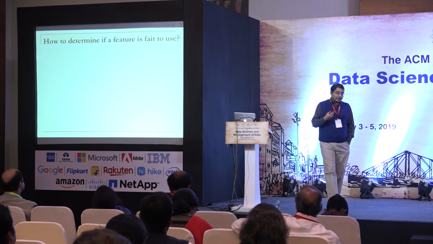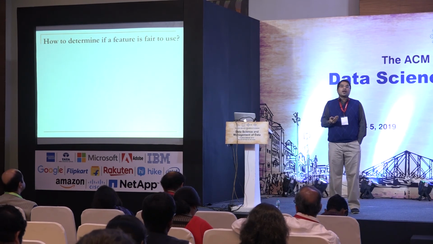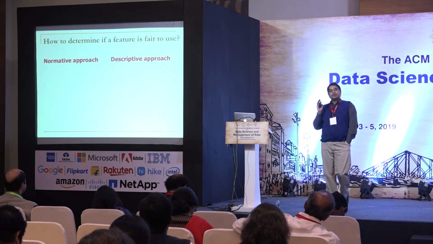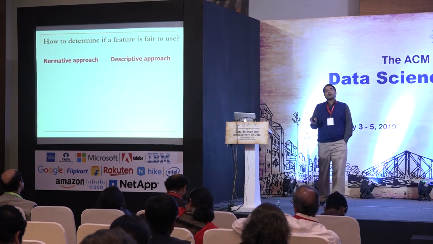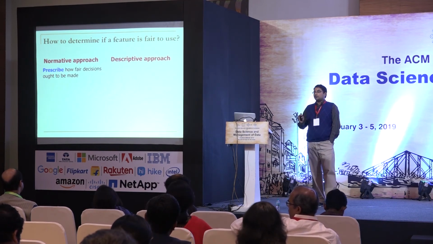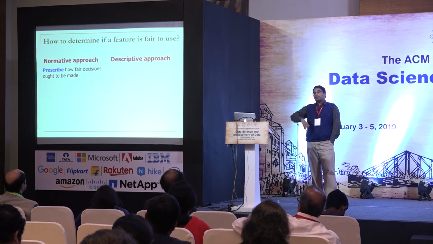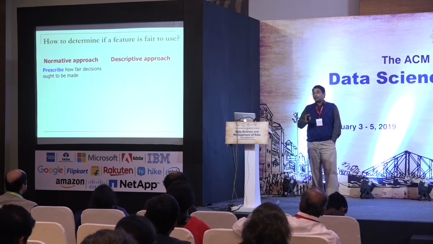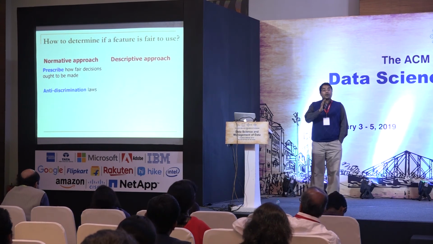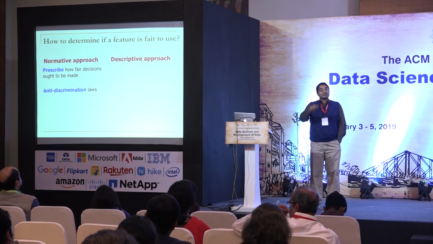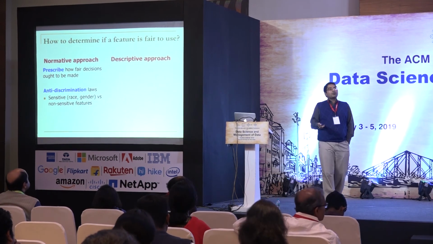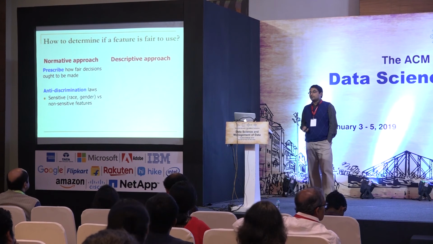Even here, if you look at how people think about ethics, there are two broad classes of ways of thinking about ethics. One is called the normative approach, and the other is called the descriptive approach. In the normative approach, you stand up and say, I am the authority, or I am the parliament, and I'm going to prescribe how fair decisions ought to be made. I am the regulator, and I'm going to say what is fair or not fair. That's the normative approach. You prescribe the decision-making process. Anti-discrimination laws are an example of the normative approach, and they essentially prohibit the use of sensitive features.